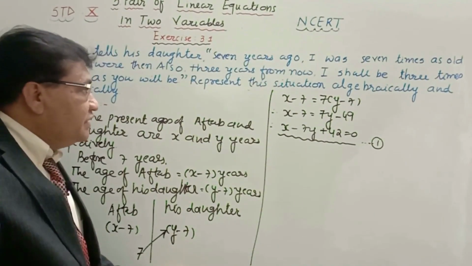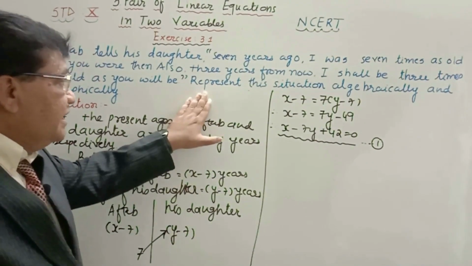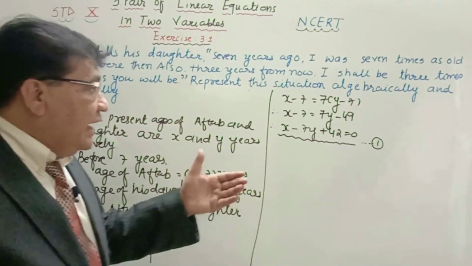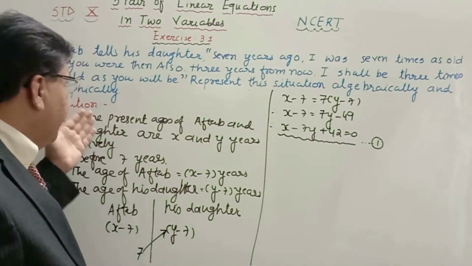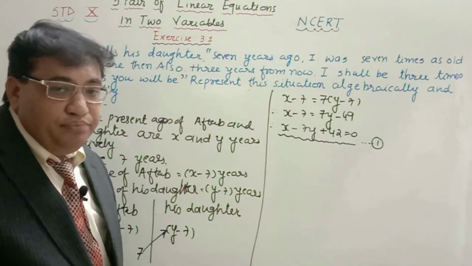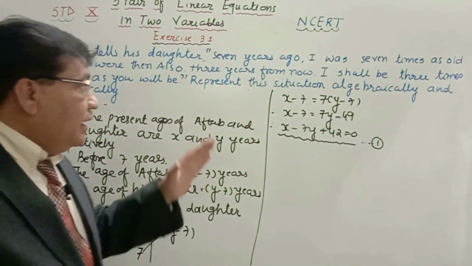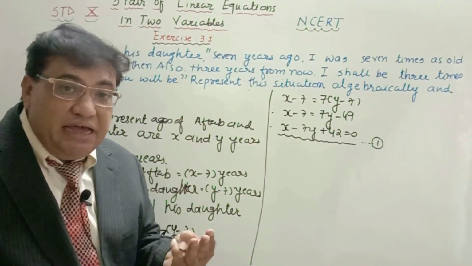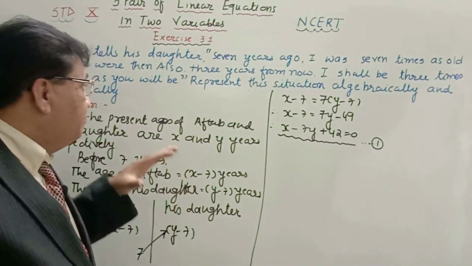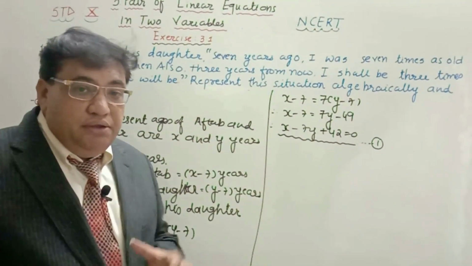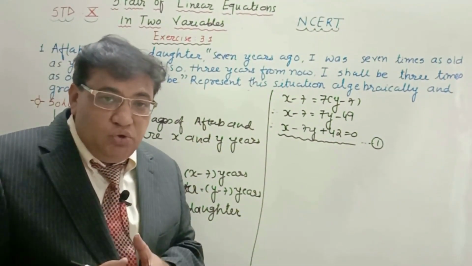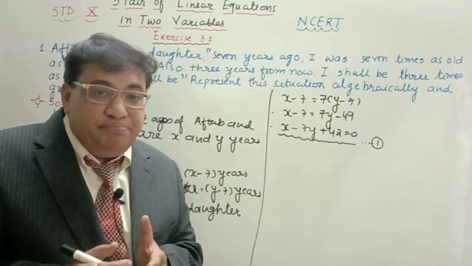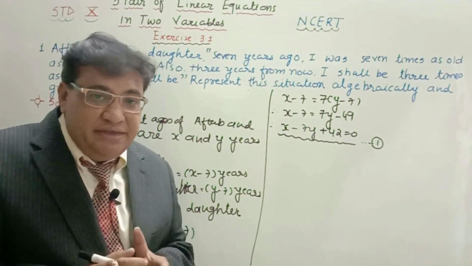Now, what is the second condition? 3 years from now means after 3 years, 3 years later, I shall be 3 times as old as you will be. Right? Means after 3 years, the age of Aftab will be 3 times as the age of compared to his daughter. Your present age is 15 years. What will be your age after 3 years? It is 15 plus 3, it is 18 years, right?